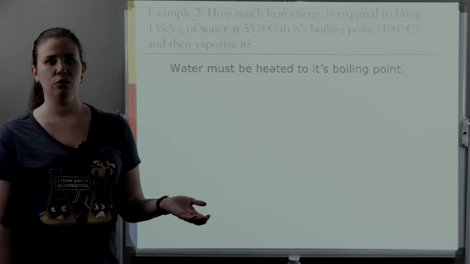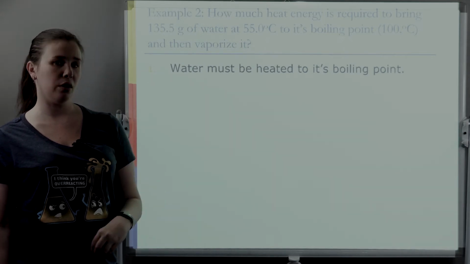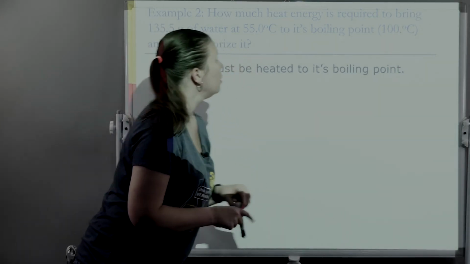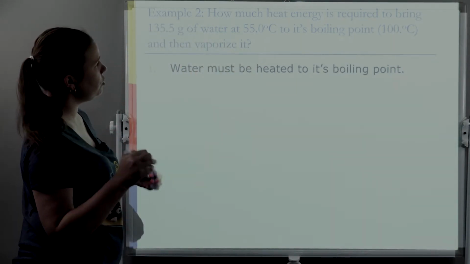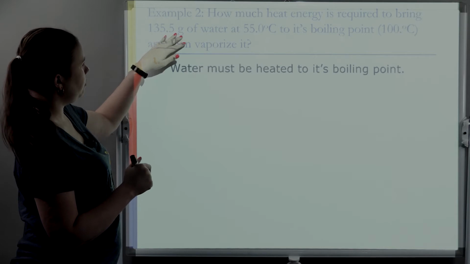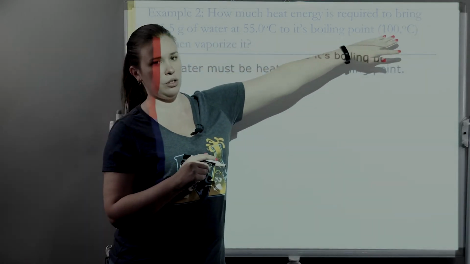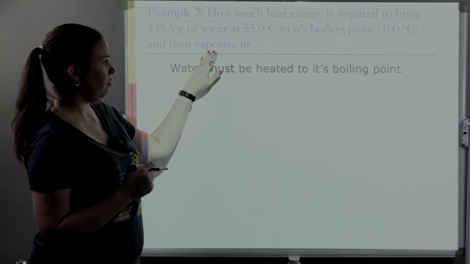Let's look at one more example where we're not going to have all 5 phases, or all 5 stages, I should say, so that we can think about what phases are necessary. So in this question, we want to know how much heat is required to bring this given mass of water that's at 45 degrees Celsius up to 100 degrees Celsius and then vaporize it.